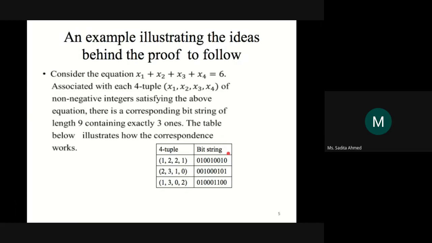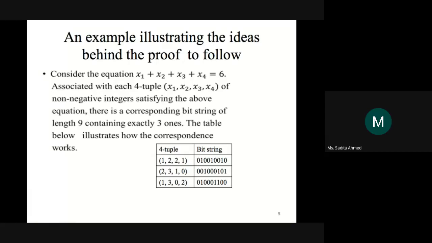If you understand that, then tell me, miss. 2220, this tuple, that is x1 is equal to 2, x2 is equal to 2, x3 is equal to 2, x4 is equal to 0. That's a possible solution, right? How would we represent that using bit strings? 0, 0, 1, 0, 0, 1, 0, 0, 1, and then 1. Yes, that's correct.